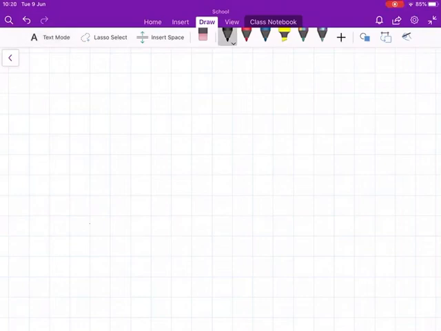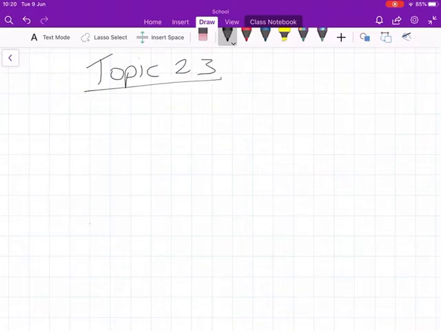Okay, so we're looking at the equation of a straight line. Before we start, we're going to think of what the equation of a straight line generally is. This is topic 23, just so you can follow along. Generally speaking, an equation of a straight line is going to be y equals mx plus c.